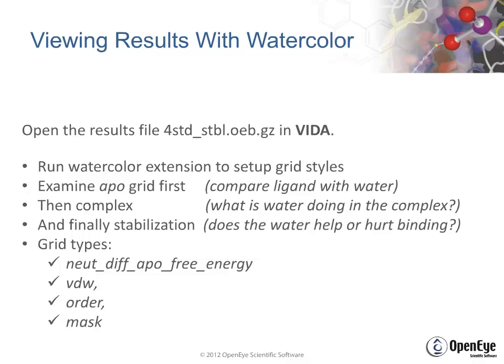The grid types that we are going to look at are listed here. The neutral difference free energy grid maps the polarity throughout the binding site. Stabilization grids describe the binding reaction, that is, the complex minus apo minus ligand. Stabilization grids have negative energies where water enhances binding affinity, and positive energies where it decreases binding affinity.